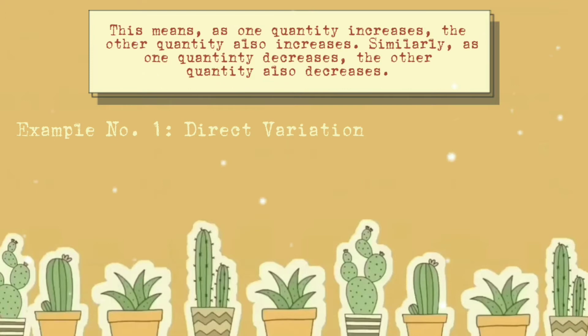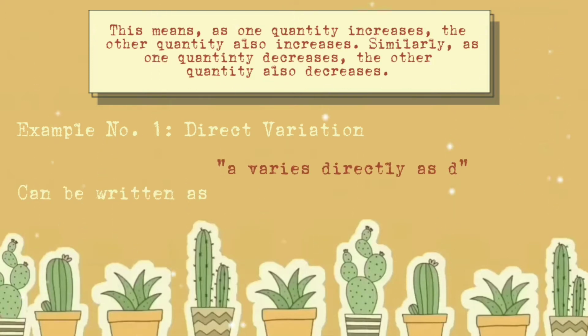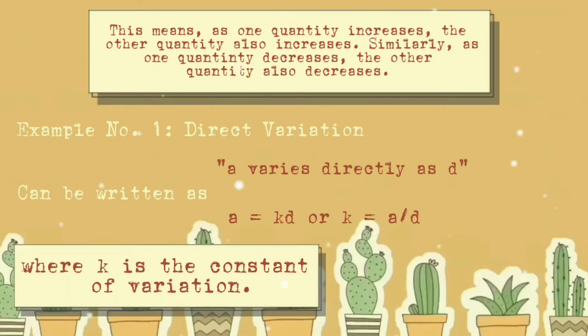Example number 1, direct variation. A varies directly as d can be written as A equals kd or k equals A over d, where k is the constant of variation.